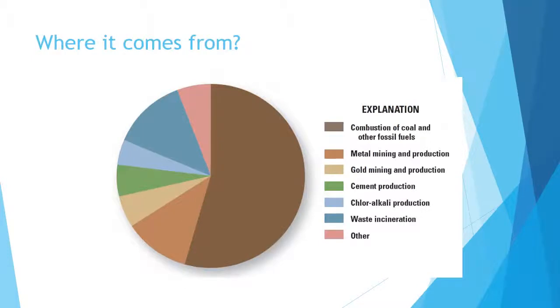These types of mercury, especially the organic one, come from different places. Here we present a graph of the most common sources of mercury release. Combustion of coal and other fuels is the highest, followed by metal mining and production, waste incineration, and last but not least, gold mining and production, sediment production, chlor-alkali production, and others.